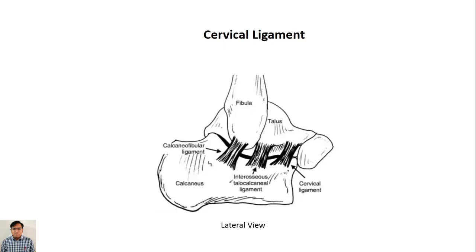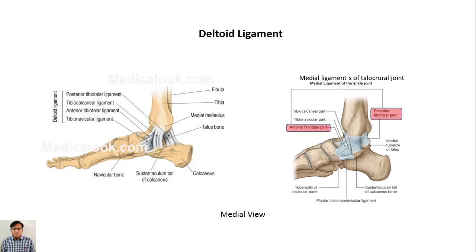So first is cervical ligament. This is the lateral view, and in between talus and calcaneum, the innermost part, this blue rectangle is cervical ligament. Deltoid ligament, this is the medial view of articulated foot, and here you can see a triangular ligament. This one, these are deltoid ligament.